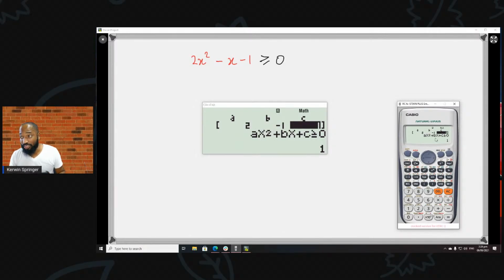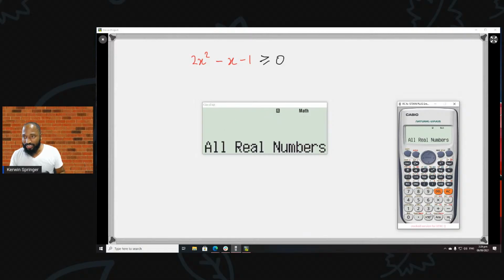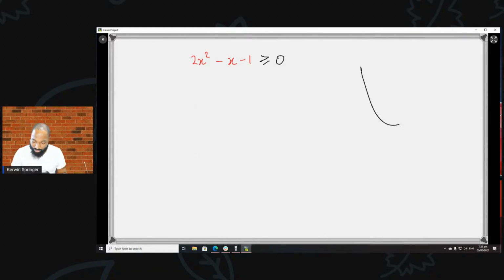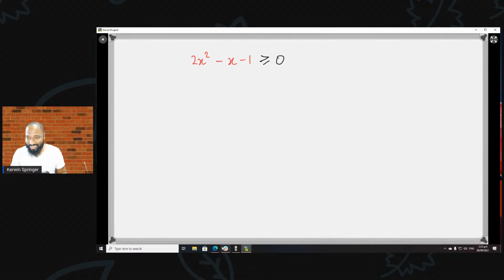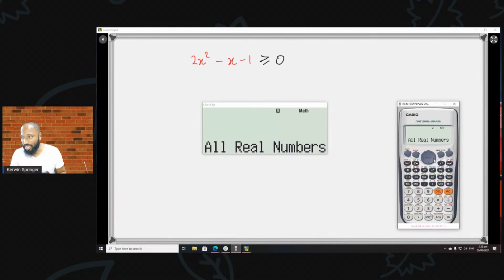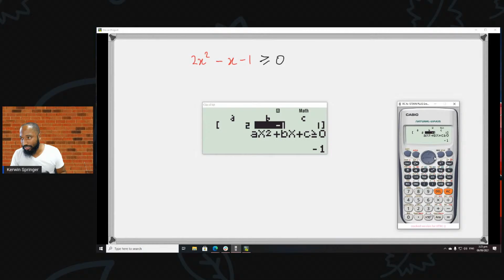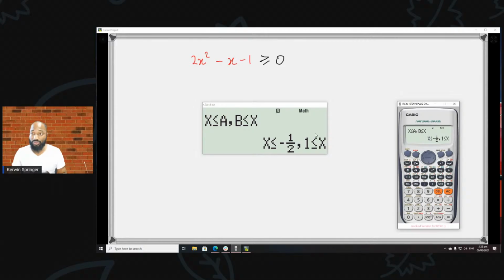But if this happened, what the calculator is telling you here is that it didn't cut the axis, so it's always greater than 0 forever and ever. But it's supposed to actually be negative 1 here, negative 1. And there you go, the calculator is giving you the answer.